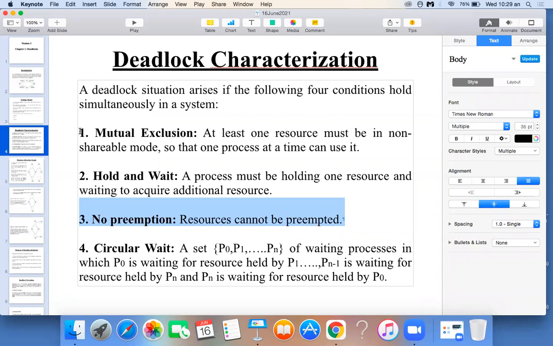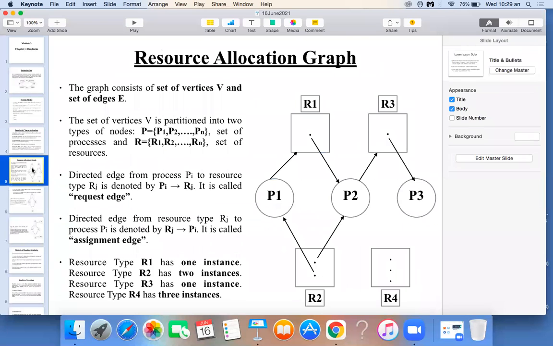So these were the things which we learned as an introduction in the last class. In today's session, we will learn the new concept, that is the resource allocation graph.